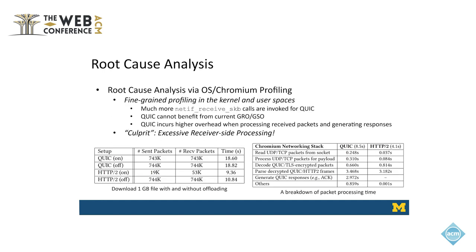To further pinpoint the root cause, we conduct fine-grained profiling in both the OS kernel and the user space, which is Chromium's networking stack, using Linux Perf. We first look at the kernel activities. During the download, we observe a large number of certain function calls which are invoked when a packet is received at the network interface. Specifically, we have 231K calls for QUIC and only 15K for HTTP2. Usually, NIC offloading mechanisms like generic receive offload or generic segmentation offload are used to reduce packet processing overhead. However, our experiments indicate that QUIC cannot benefit from existing GRO or GSO. Additionally, in the user space, we find that QUIC incurs higher overhead when processing received packets and generating responses like ACKs.